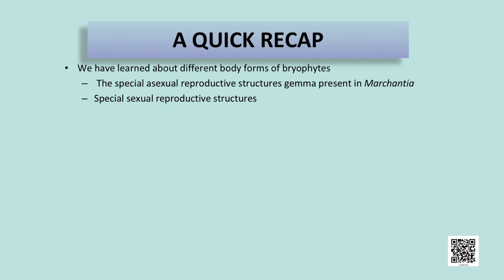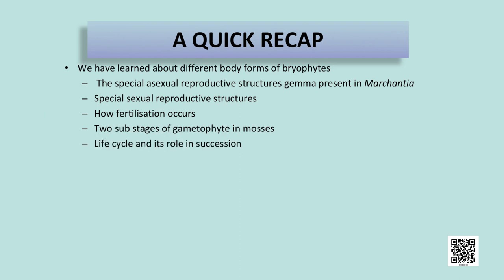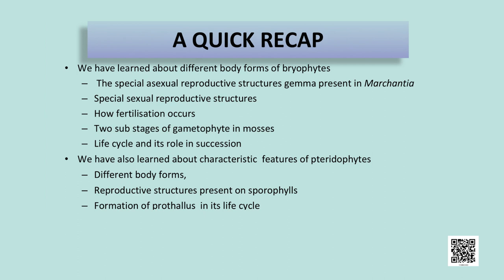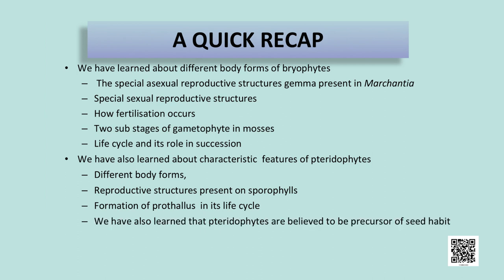We have learned about sexual reproductive structures, how fertilization occurs, two substages of gametophytes in mosses and its life cycle. We have also learned about characteristic features of pteridophytes such as its different body forms and reproductive structures present on sporophylls, formation of prothallus and its life cycle. We have also learned that pteridophytes are believed to be precursor of seed habit in other advanced group of plants.